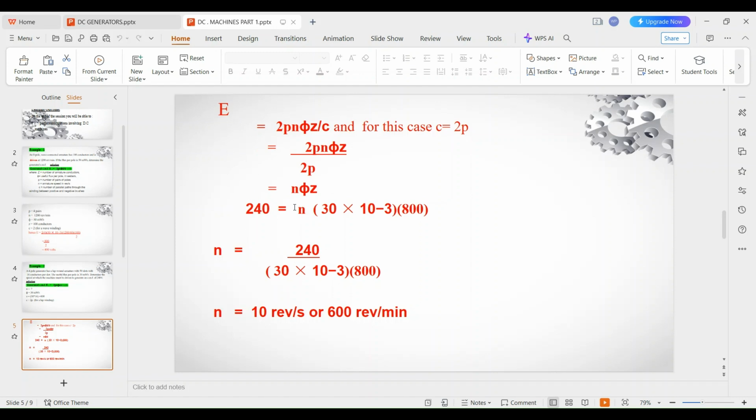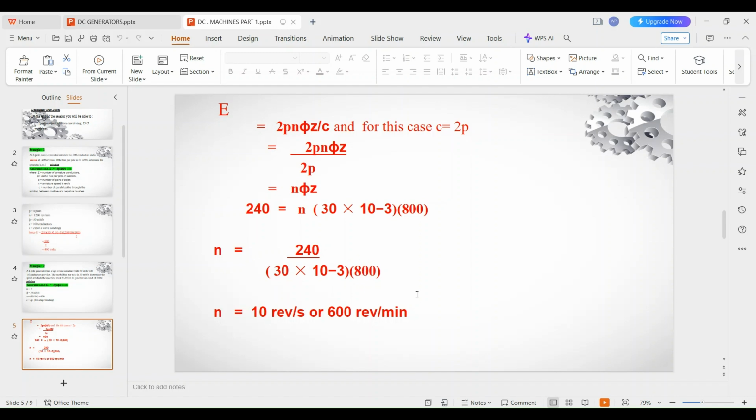Then n is unknown, that is what we are looking for. Then we have the flux and conductors. So we make n the subject of the formula. So we shall have n is equal to E over phi z. So n will be equal to 240 all over 30 milliwebers times 800.